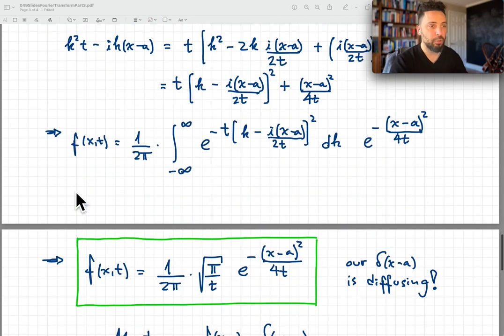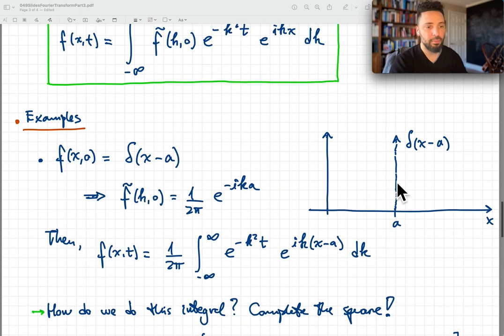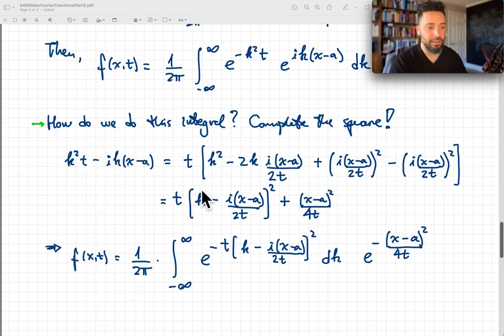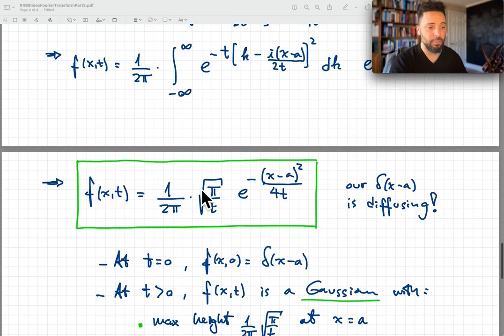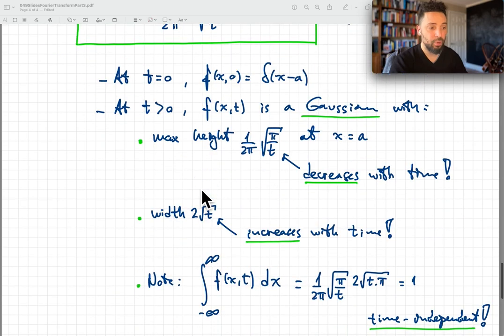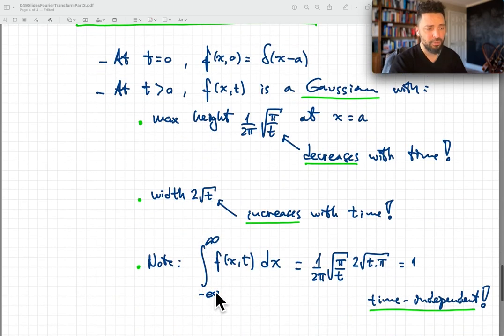In other words, if I were to go back and look at my initial condition, it's going to turn into a Gaussian. It's going to become flatter and flatter and spread out, and eventually become very, very flat everywhere and spread out across the whole real line. Now, you might say, well, in the end, it's going to be 0 everywhere. Yes. However, if you do the integral from minus infinity to infinity of f of x comma t, then you will find that the result of the integral is just 1.